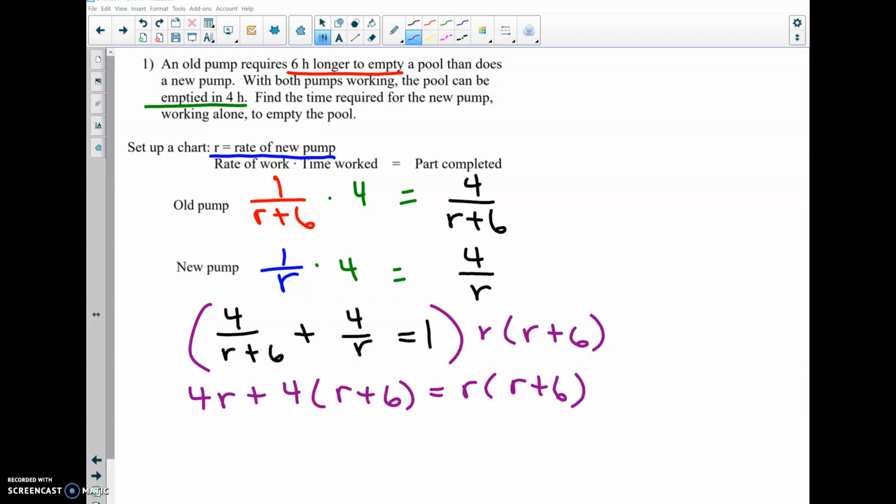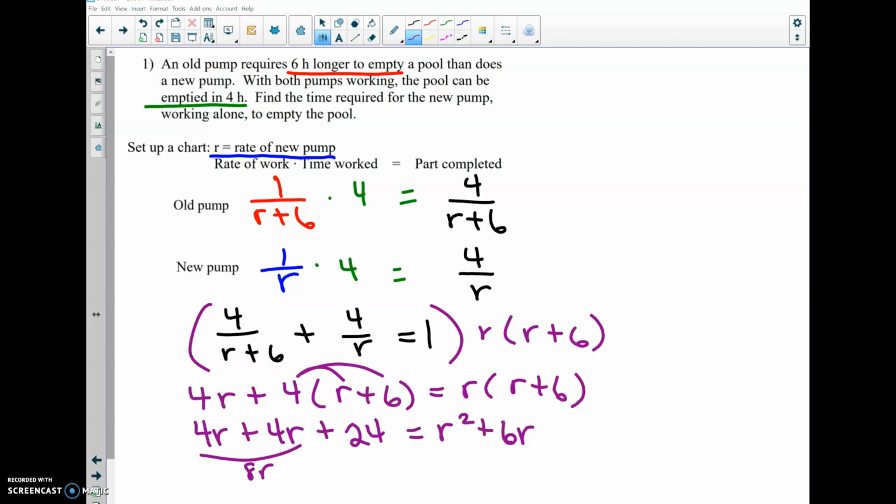Alright, that's what this looks like here. R plus 6 cancels in your first term, so 4 times R. The second one here, R cancels, and you're left with R plus 6, and you have to remember you're distributing the 4 for each of these. 1 does not have a denominator, so it needs both of those factors there. Alright, distributing the 4 and the R, go ahead and simplify this equation.